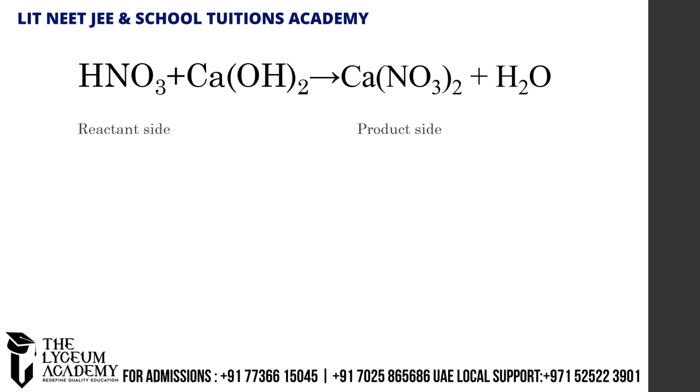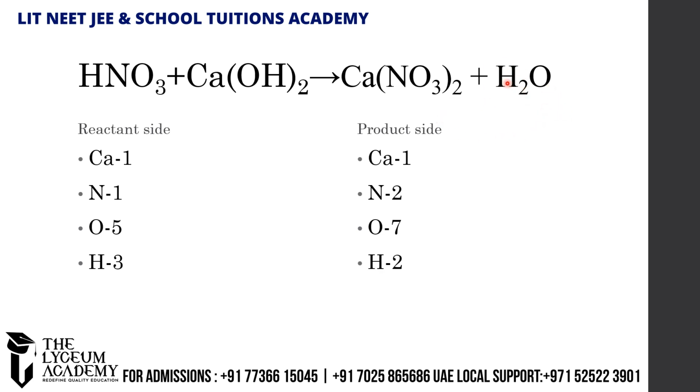So we have to check the number of atoms of each element on each side. First, we move on to the reactant side. Here the number of calcium is 1, nitrogen is 1, oxygen is 3 plus 2, which is 5, and hydrogen is 1 plus 2, which becomes 3. Next, we move on to the product side. There is 1 calcium, nitrogen is 2, oxygen is 3 into 2, 6, plus 1, 7, and hydrogen is 2. Next, we have to balance the equation using the three simple steps.